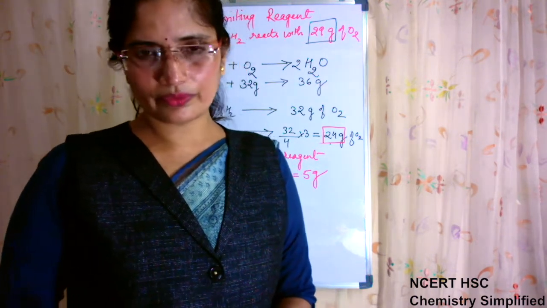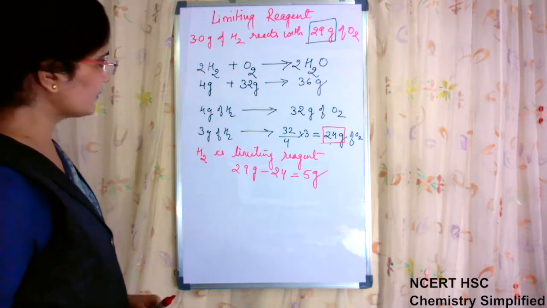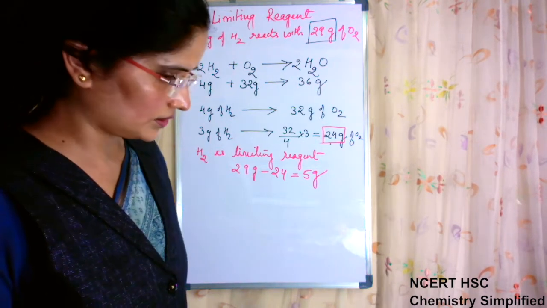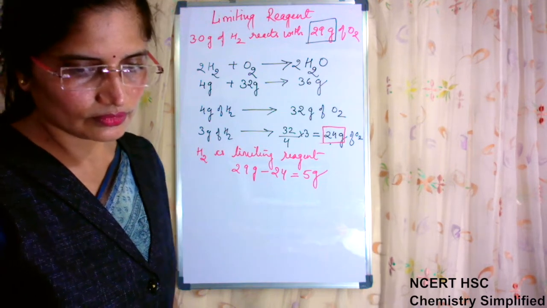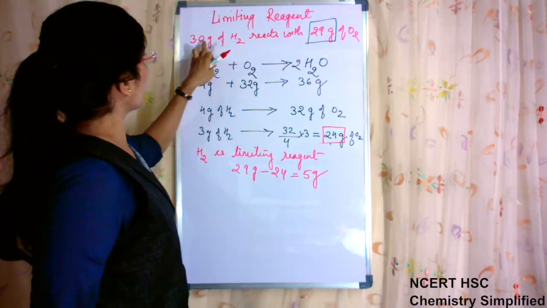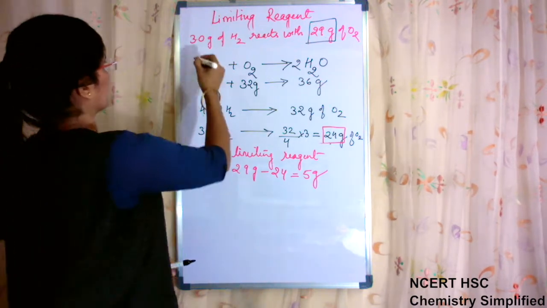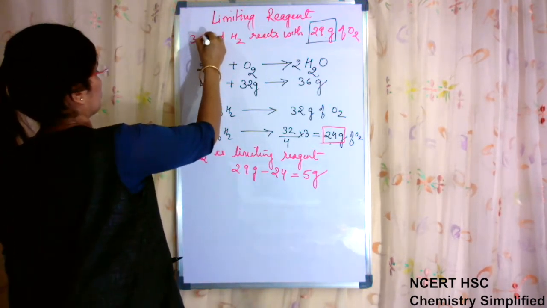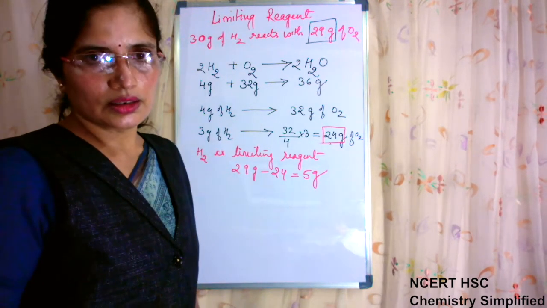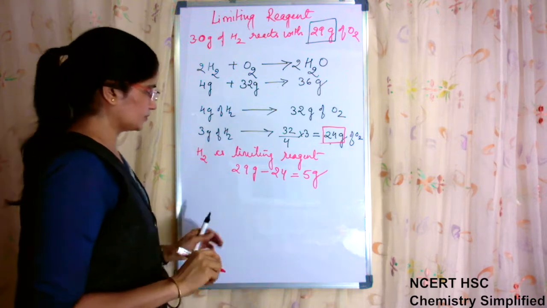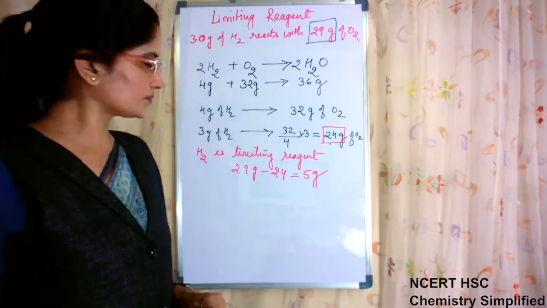Question you have written 30 grams of hydrogen. Question, 30 gram of hydrogen reacts with 3 gram of hydrogen, not 30. 3.0 it is. Is it clear now? 3.0, not 30. Okay. So the extra amount of oxygen is 5 grams.